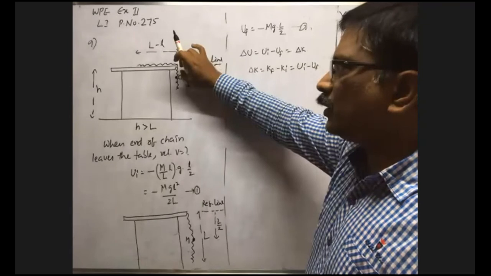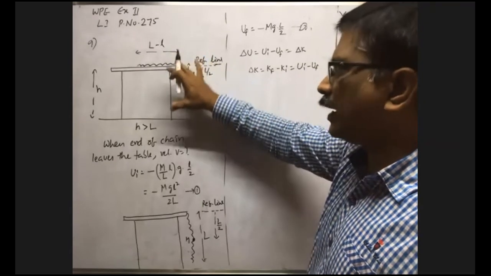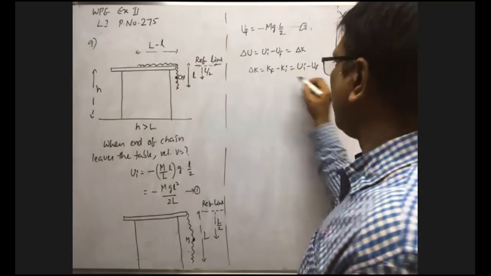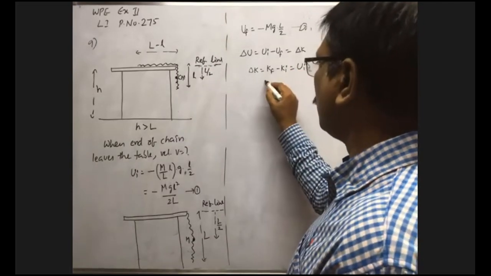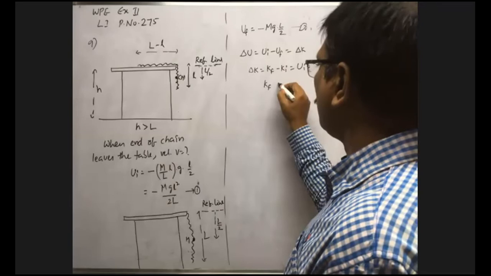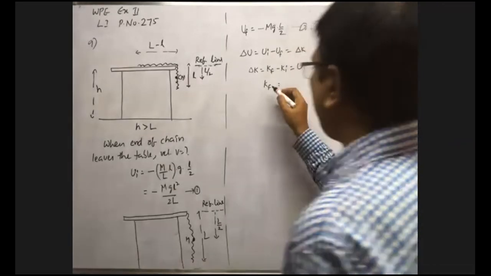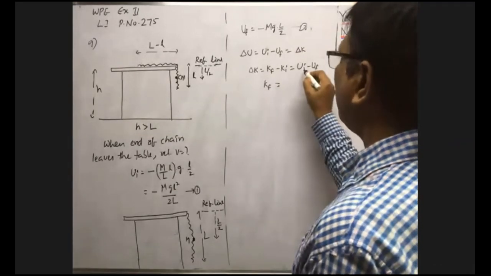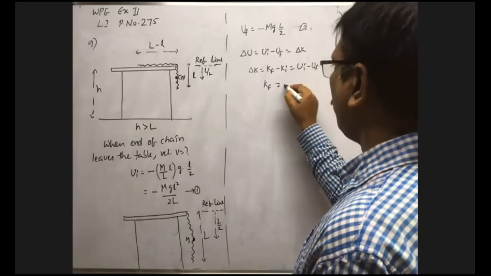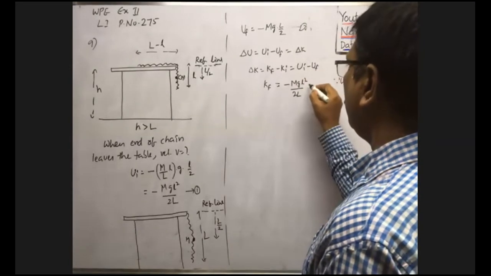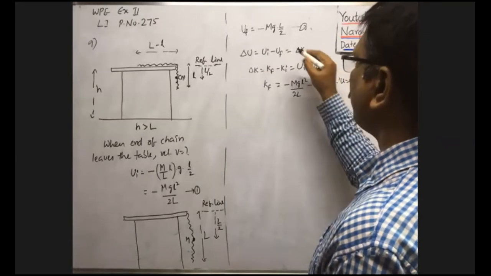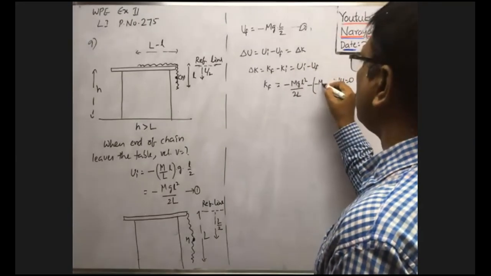But initially the chain is at rest. Before the chain is ready to slide, the chain is at rest. That's why the initial velocity of the chain is 0. Hence initial kinetic energy is 0. So final kinetic energy is equal to, what they asked, velocity. Okay, final kinetic energy is equal to initial potential energy, minus M g L square by 2L, minus final potential energy, meaning minus of M g L by 2.